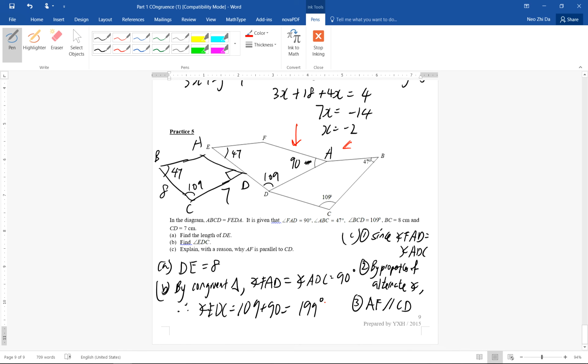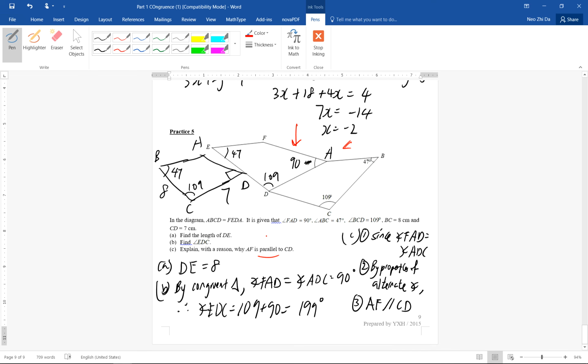One question that I want to go through is part C. They ask you why AF is parallel to CD. I will use a 3-step process to explain this type of question. When you see parallel lines, immediately you think of 3 properties: alternate angles, corresponding angles, and sum of interior angles. As long as you can prove that a pair of angles exists because of one of these 3 properties, then you can say that they are parallel.